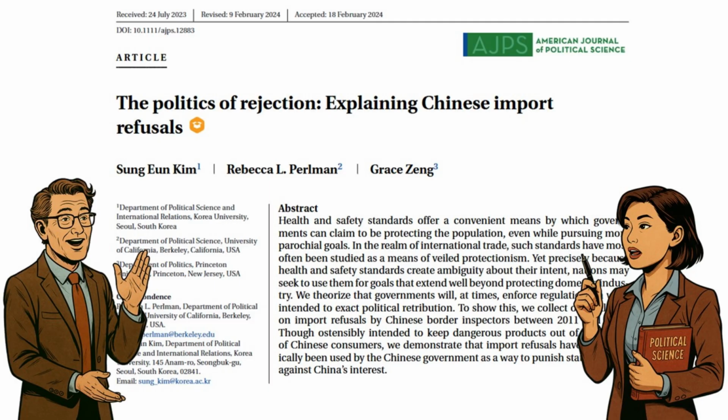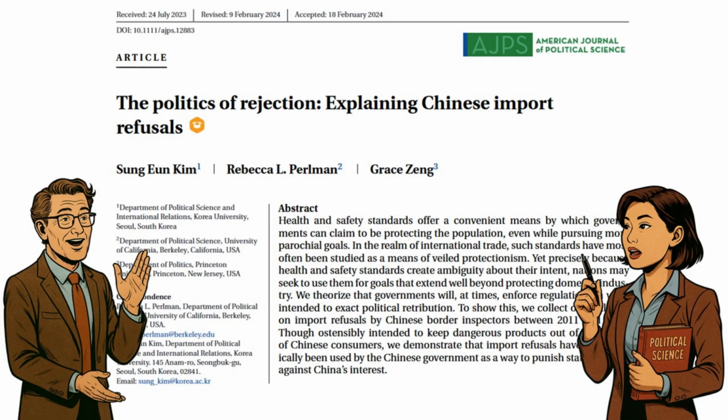The authors ask whether China uses health and safety regulations, specifically import refusals, not just to protect consumers, but as a political tool to punish other countries during times of political tension. They investigate whether these refusals systematically increase when China has disputes with its trading partners. How does this fit into the existing research on trade and politics?